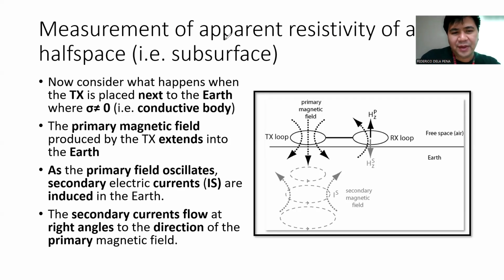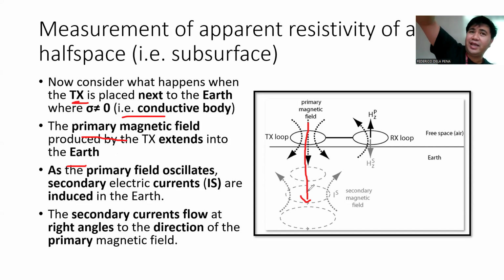Okay, so again, this is just a repeat of what we discussed. As you put a transmitter next to your conductive body, your magnetic field now will extend to the earth or the subsurface. So this is a right hand rule, right? If the current is going this way, the magnetic field will be going this way. It will be going downward. So you have a magnetic field here.